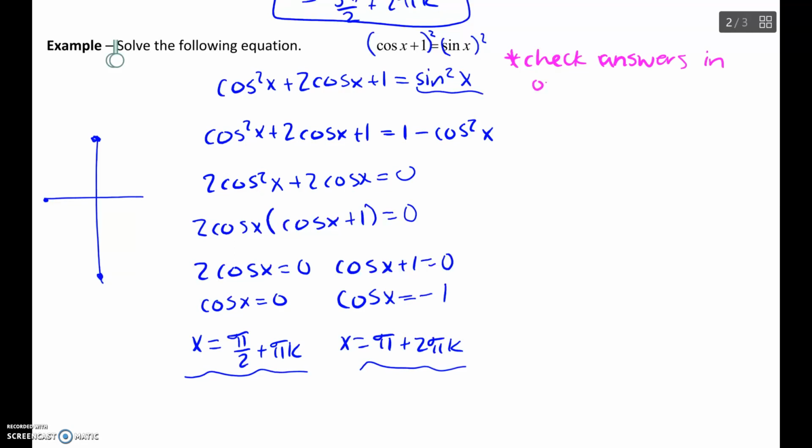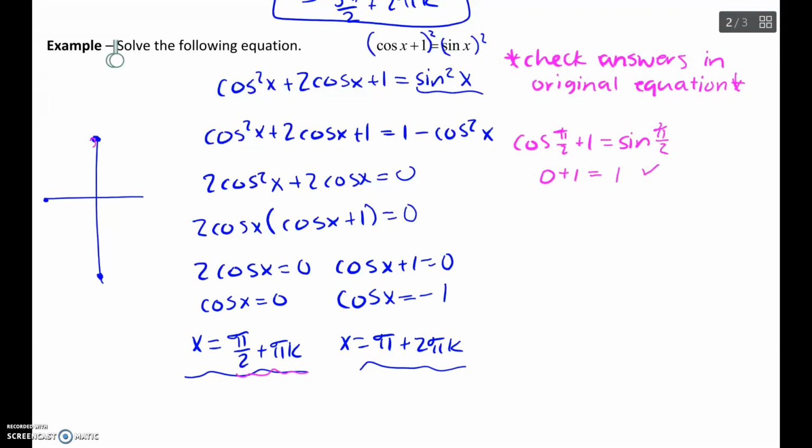So check your answers in the original equation. So we're going to plug them in. So I have pi over 2. So I have cosine of pi over 2 plus 1 equals sine of pi over 2. Cosine of pi over 2 is 0. 0 plus 1 equals 1. That one works. I also have to check 3 pi over 2 because I'm saying that it's plus pi k.